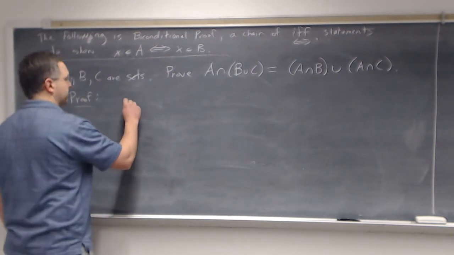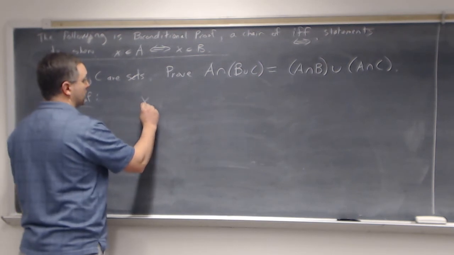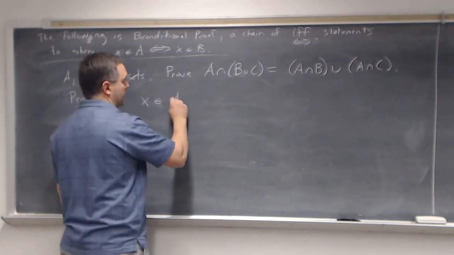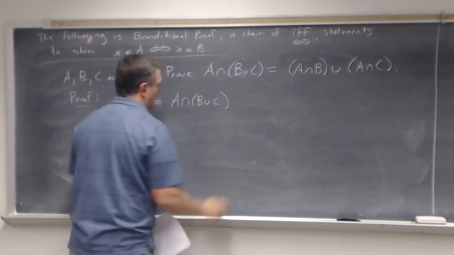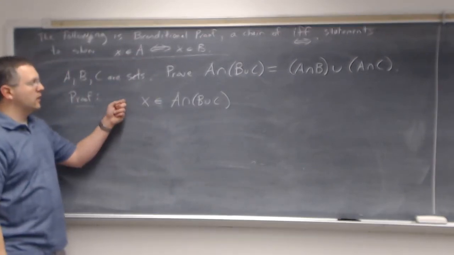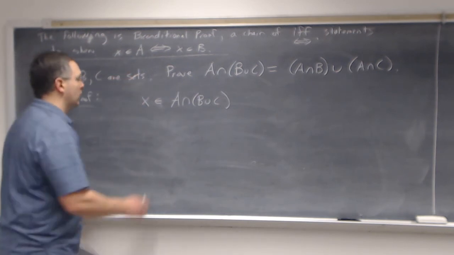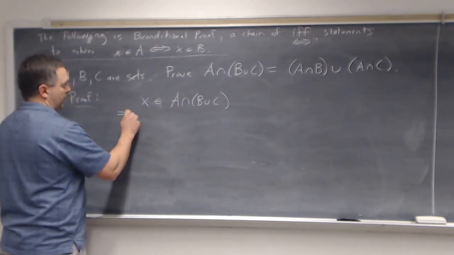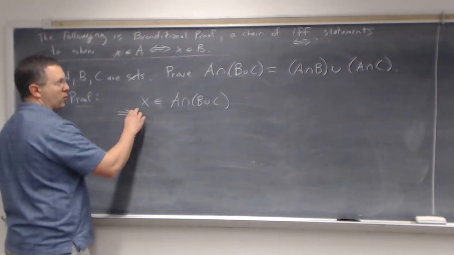All right. So instead of starting with words like let, I'm just going to say x is an element of this set: x is an element of A intersect (B union C). For a biconditional proof, you really can't use words like let or assume, because that implies that you're going in one direction. So this is true: x is an element of this set. That implies, and I'm going to come back and change this, but let's think about the forward direction first.